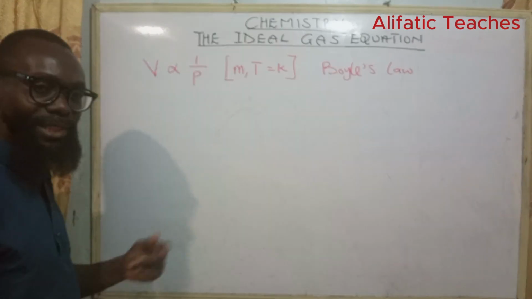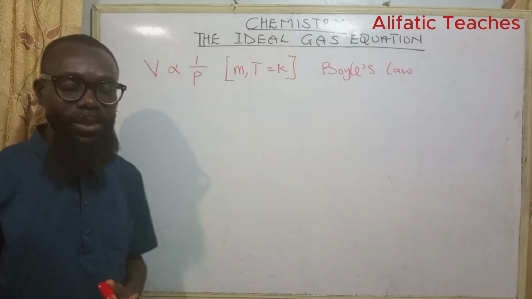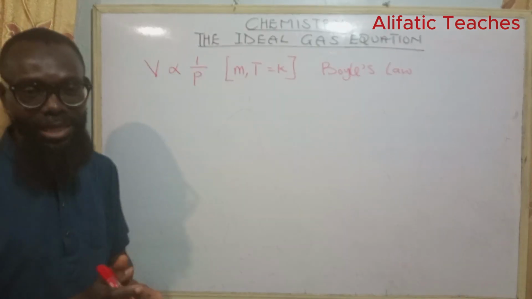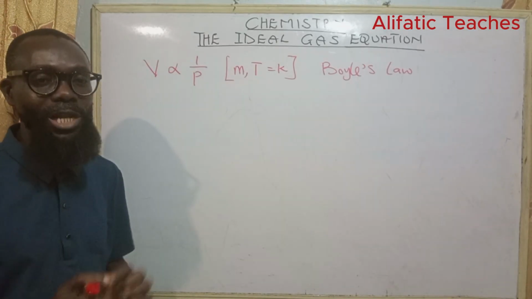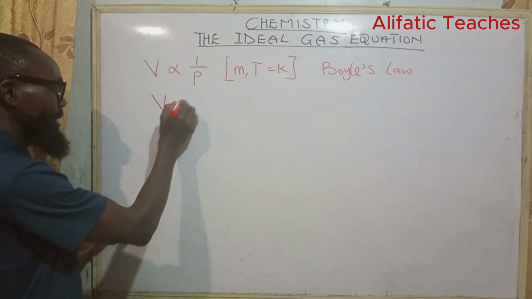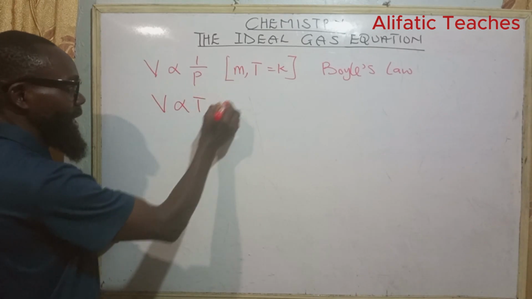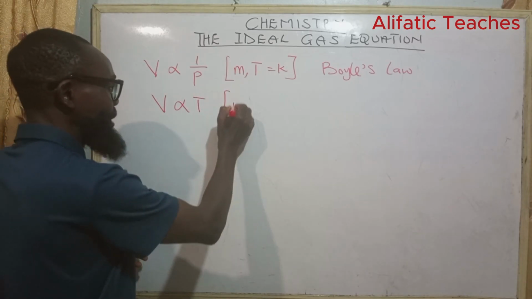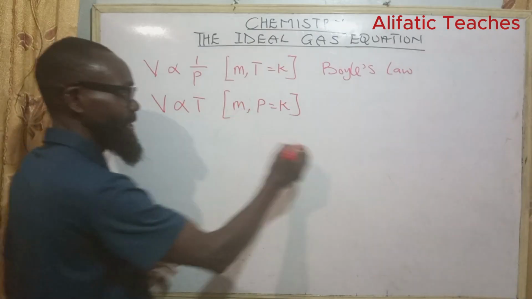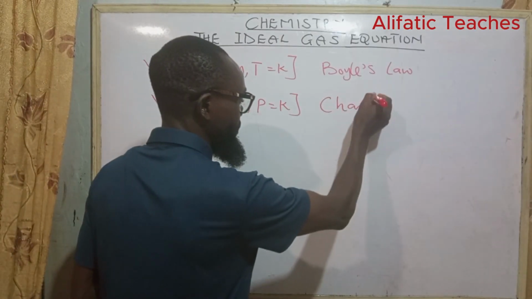The second one is Charles' law, which states that at a constant pressure, the volume of a given mass of gas is directly proportional to the temperature. That is, volume is directly proportional to the temperature, V ∝ T. At this point, the mass and the pressure are constant. This is Charles' law.